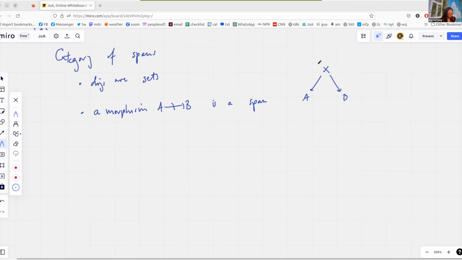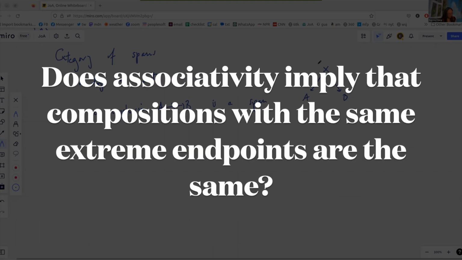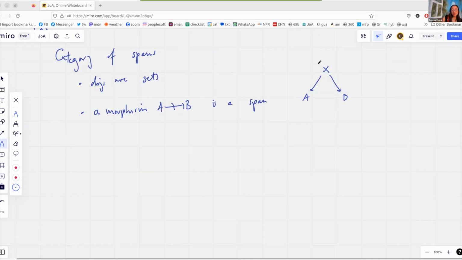Okay, next question. Does associativity imply that compositions with the same extreme endpoints are the same? It depends what you mean by that. There could be two different morphisms with the same extreme endpoints going through completely different places. So there's no reason that those two composites need to be the same. But what it means is that if you take the same string of morphisms between the same endpoints, then yes, any way of composing those will be the same.